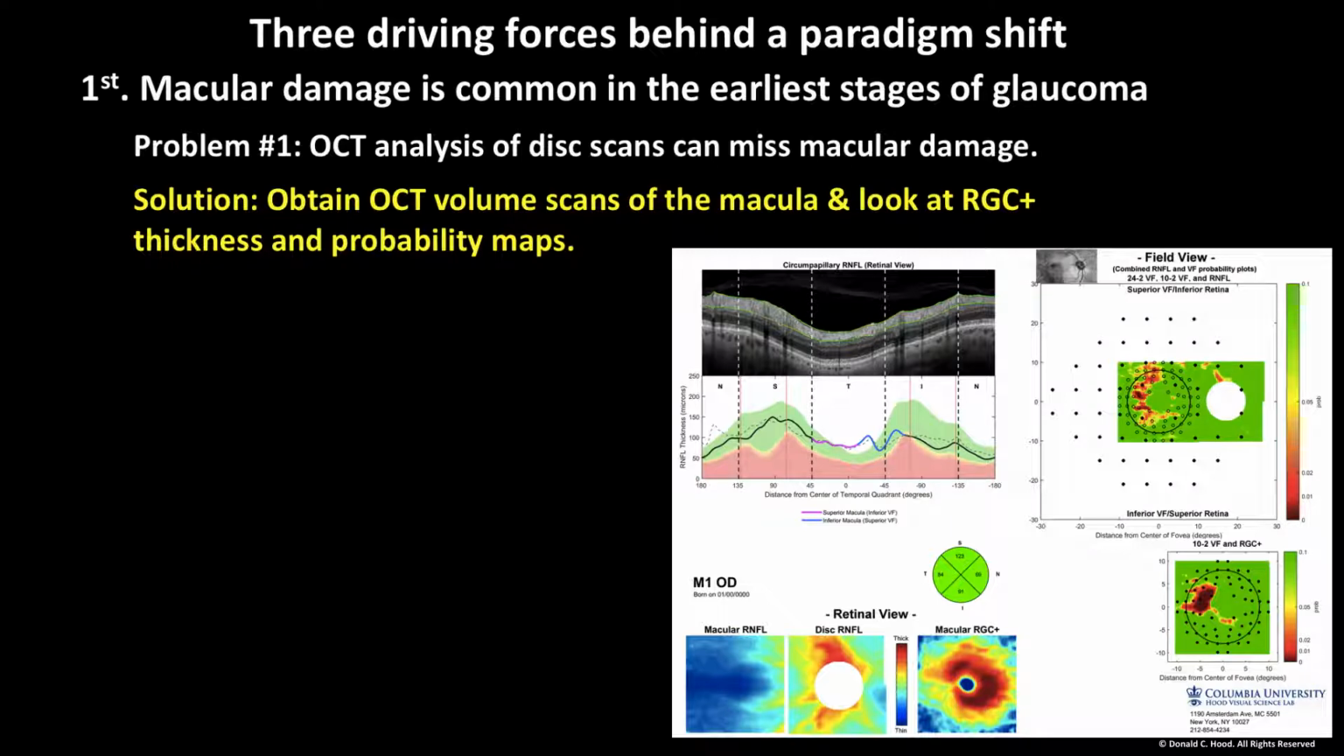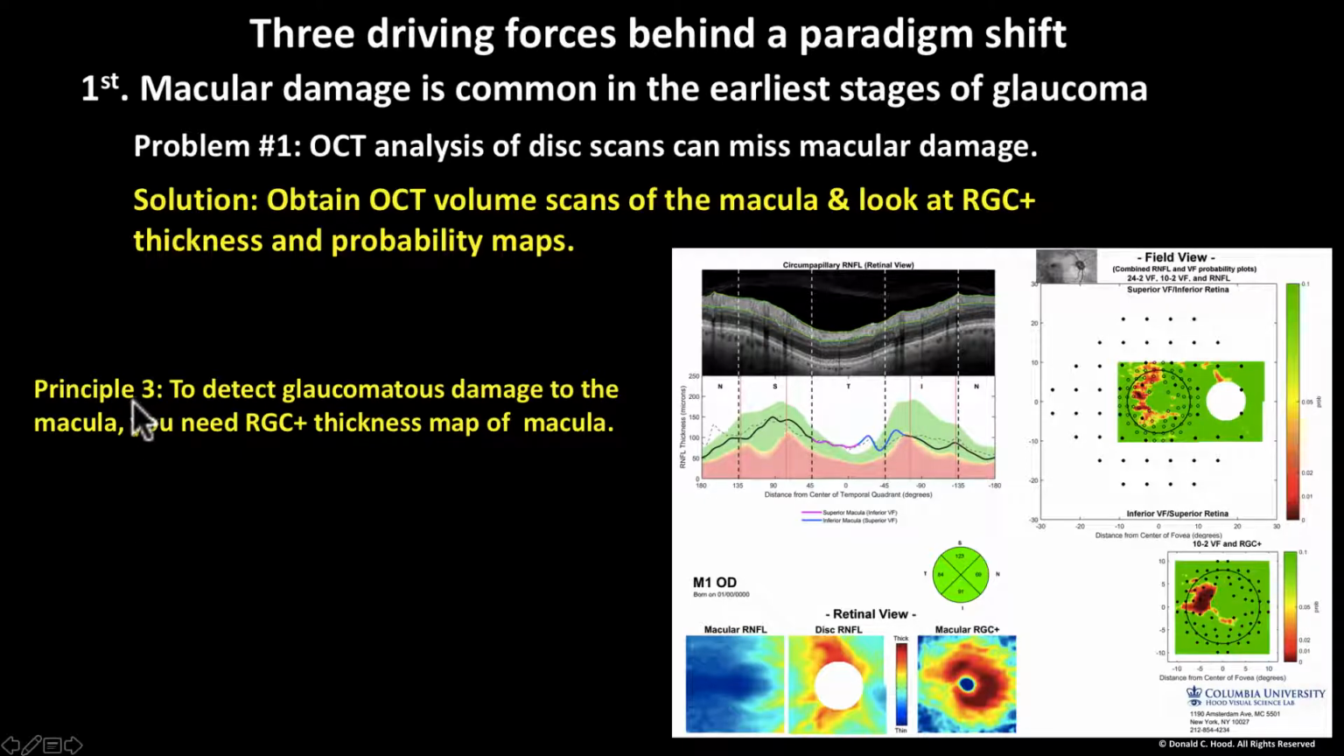Okay, so the solution to that problem is it's essential that when you're getting OCT tests, you include not only the volume scan of the disc, but you also have a volume scan of the macula, so that you can look at retinal ganglion cell thickness and probability maps.